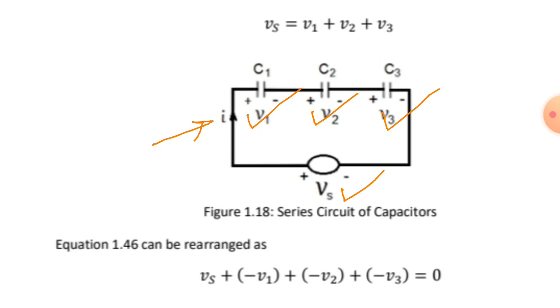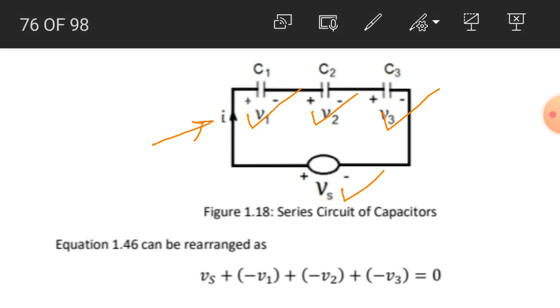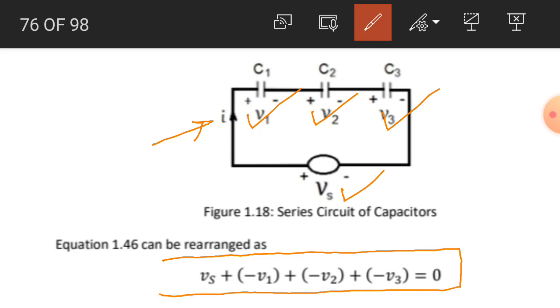This equation, the first equation, can be written as Vs plus minus V1 plus minus V2 plus minus V3 will be equal to 0. So this means that the algebraic sum of all the voltages in this series circuit will be equal to 0. What we do in this algebraic sum, we place plus sign with all the voltage rises and minus signs with all the voltage drops, and we add them. So the addition results in 0. So the algebraic sum of all the voltages in a loop is always equal to 0.